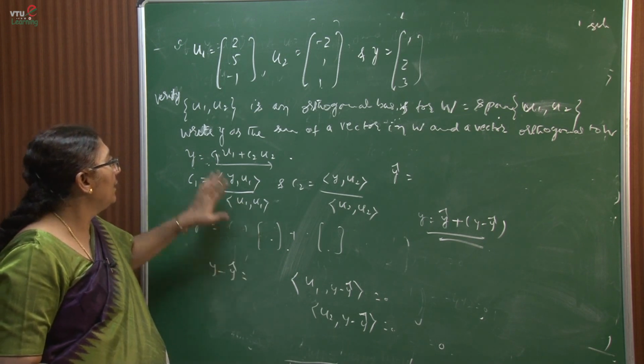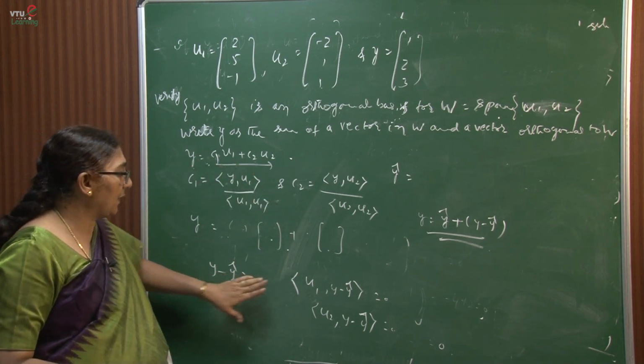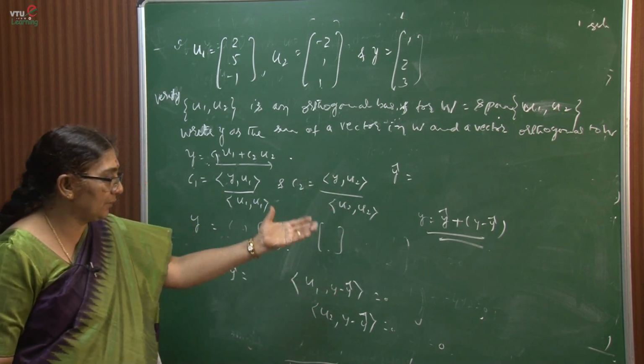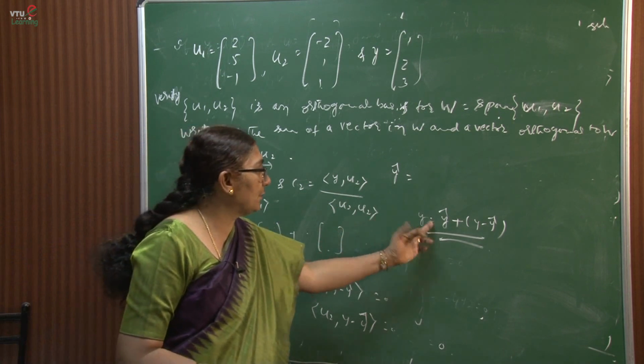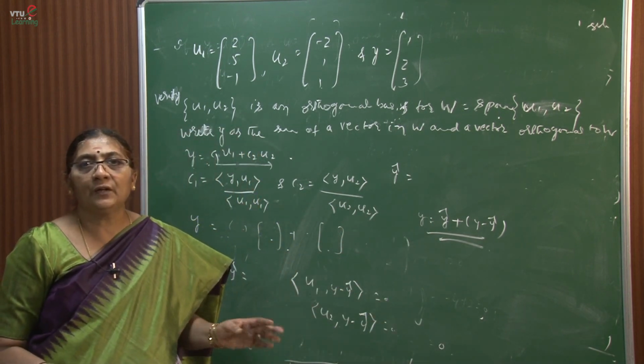I give a hint. First you find out this C1, C2, express it and calculate this value, take the inner product, this value is 0, therefore this is orthogonal to W, and then we have to express y as y cap plus y minus y cap. Yes, this is a way I do it.